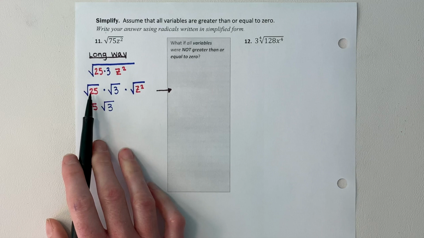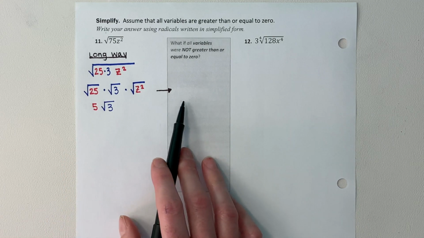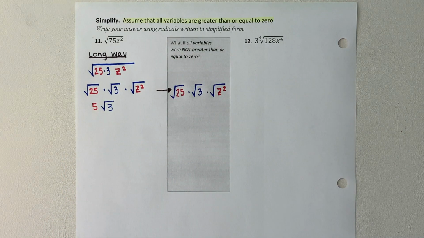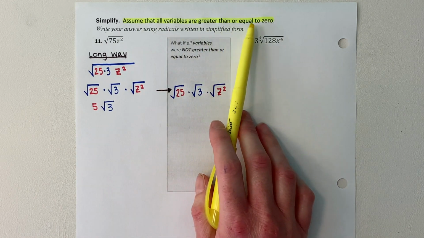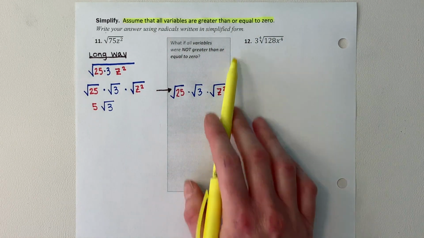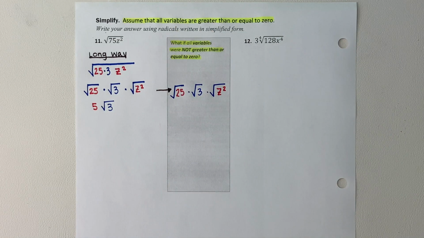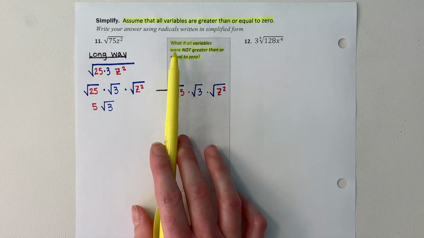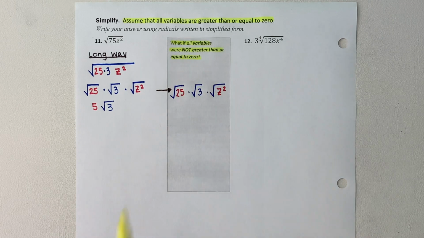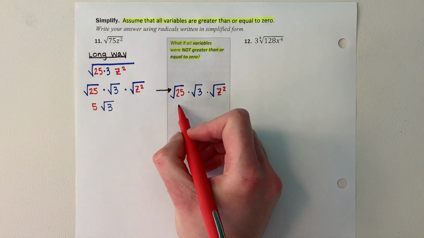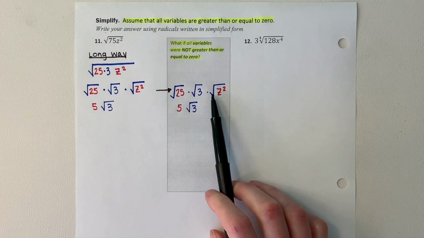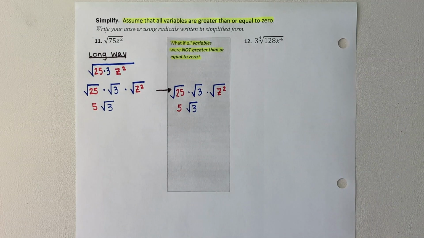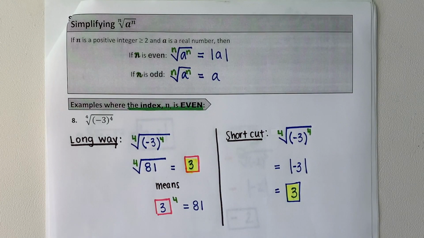I'm going to start by copying this exact expression over here. Notice here, the instructions say assume that all variables are greater than or equal to 0. But in this box here, we're going to ask the question, what if we weren't making that assumption? What if all of the variables were not greater than or equal to 0? Well, the square root of 25 would still be 5, and we'd still carry down the square root of 3. But now to simplify the square root of z², we have to remember the rule that we learned in 6.1. And here is our 6.1 worksheet.